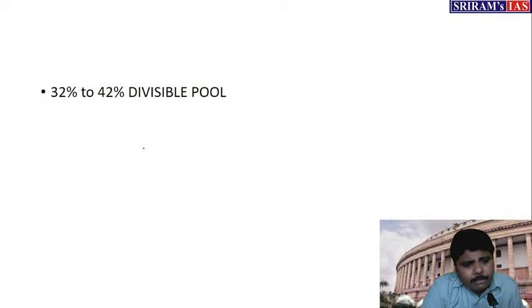But the divisible pool really got increased. That's again a whopping number. 32 to 42, a 10% jump, which we have nowhere seen in past Finance Commissions.